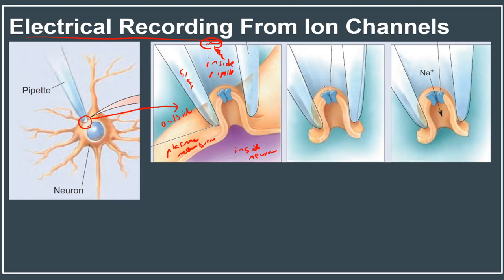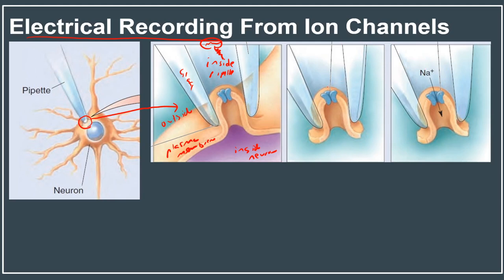But if this was a neurotransmitter gated channel, right? Here they're showing you sodium ions flowing through, and we can record that. If we've got this hooked up to electronics, we can record that electrical current right through the pipette. It's amazing. So we learned tons about ion channels through this.